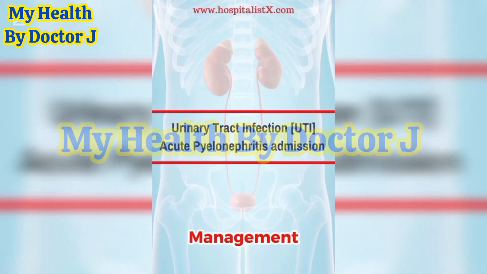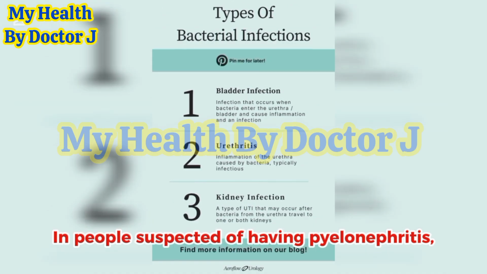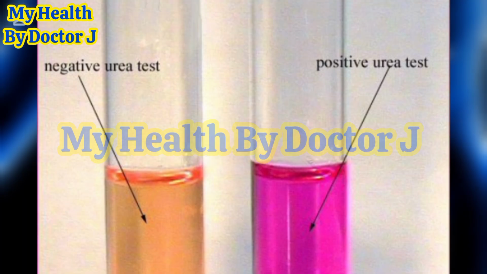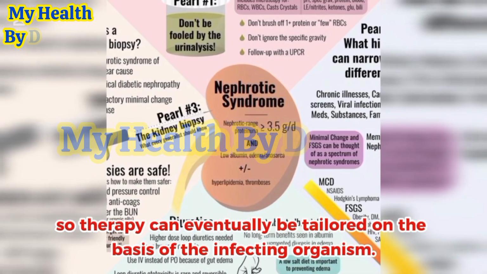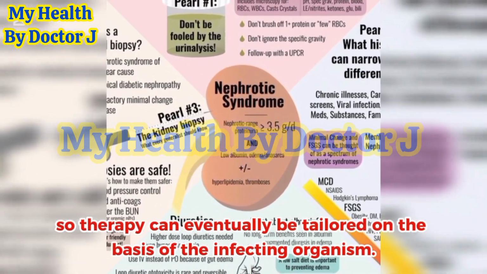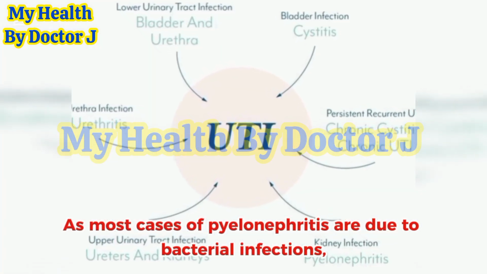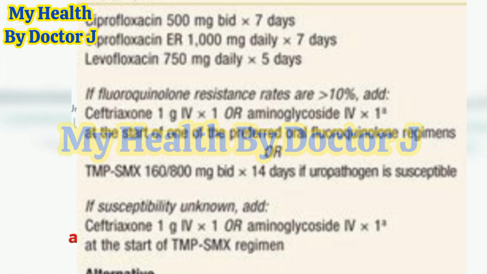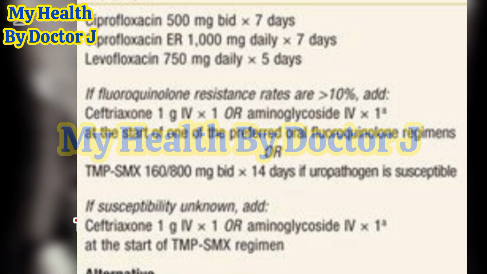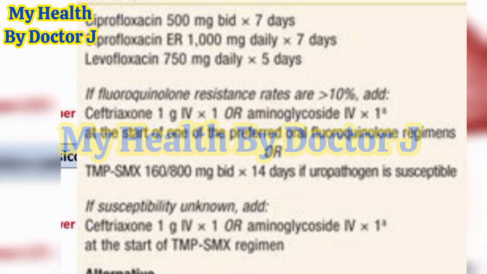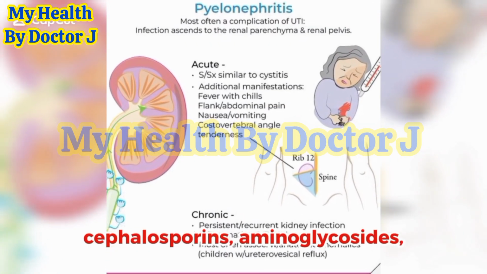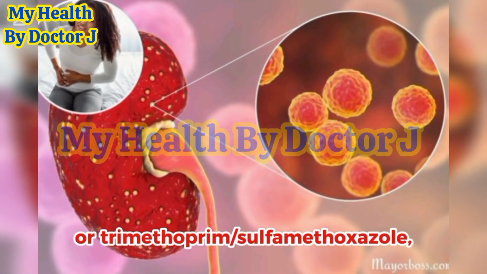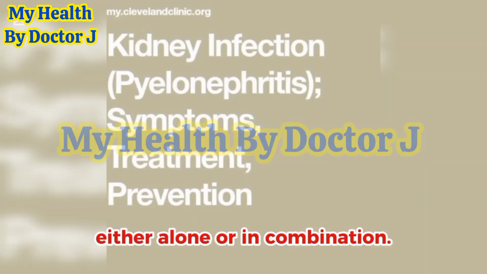7. Treatment. Management. In people suspected of having pyelonephritis, a urine culture and antibiotic sensitivity test is performed, so therapy can eventually be tailored on the basis of the infecting organism. As most cases are due to bacterial infections, antibiotics are the mainstay of treatment. The choice of antibiotic depends on the species and antibiotic sensitivity profile of the infecting organism, and may include fluoroquinolones, cephalosporins, aminoglycosides, or trimethoprim-sulfamethoxazole, either alone or in combination.